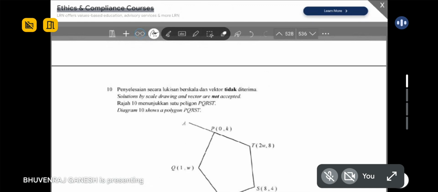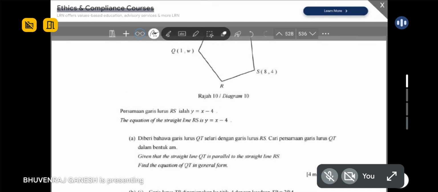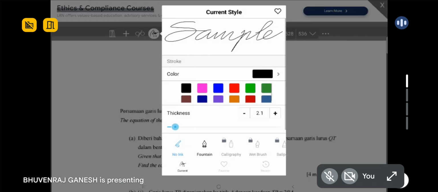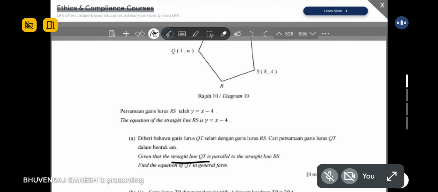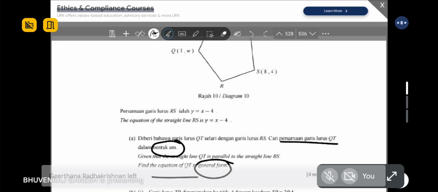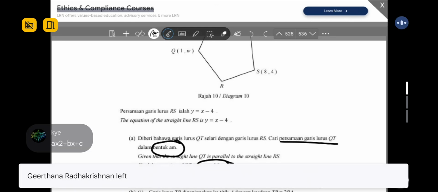So this one, number 10. Next one. So this one is coordinate geometry again. Going to finish already. This one is the fourth last question. Okay, so for this one, they ask you, find the equation of QT. Persamaan garis lurus QT. Okay, general form. Can anyone tell me how does general form look like? Type out for me. Bentuk am. This one is a keyword here. So you must know how to write your answer.